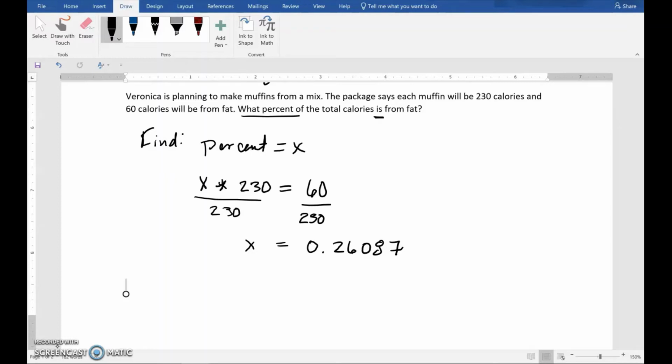Can I just throw a percent sign here? No, this is our decimal form. So if we wanted to talk about the actual percent, remember we'd have to move our decimal place back 2 places. So this would be a 26 point, let's round it at that point, 26.1%.